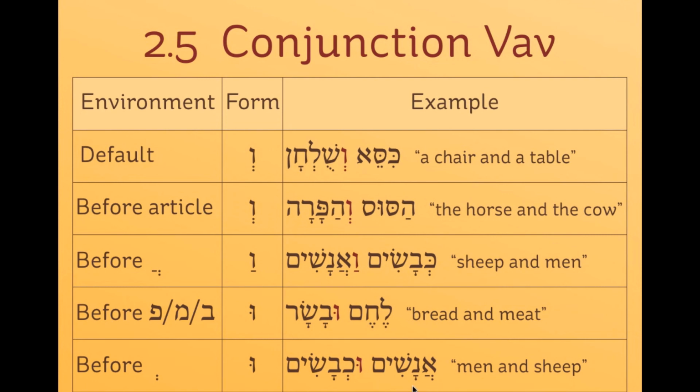And finally, you can get a shurik before a shva. So here, anashim uchavasim. There are phonological reasons for why there's this variation, even the more drastic variation with the shurik here. But the important thing is that it's always written as a prefix, and when you're reading, you always see a vav, whether as a consonant or as a vowel letter, and it means basically and.